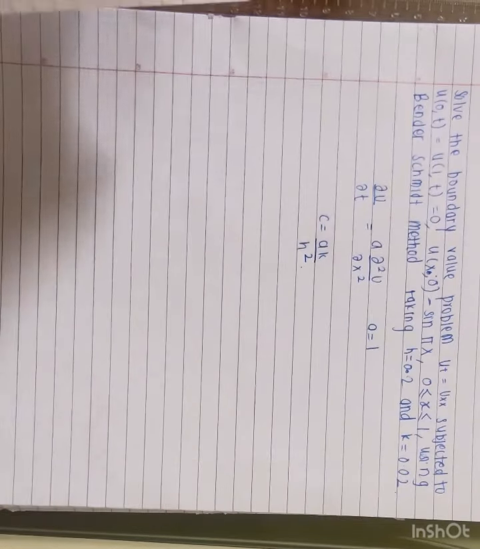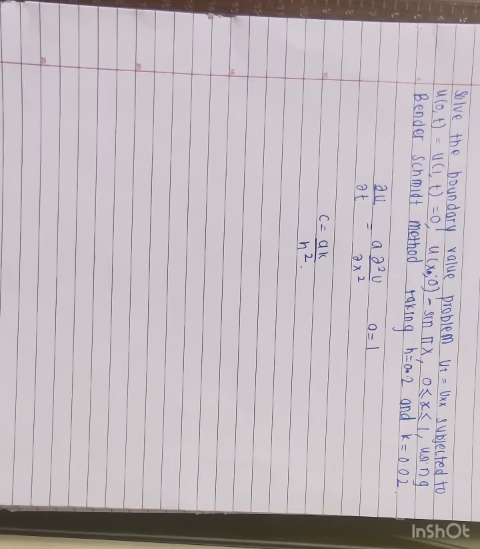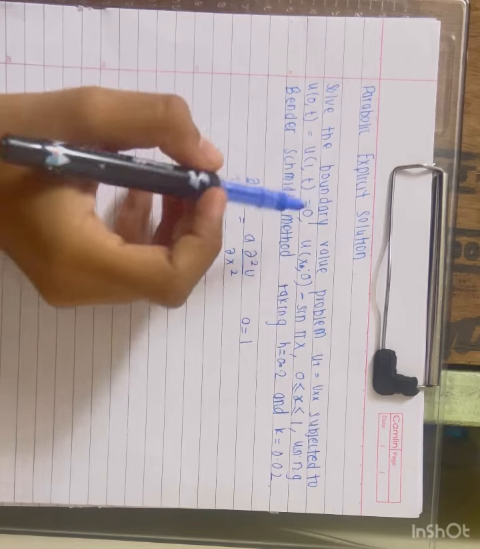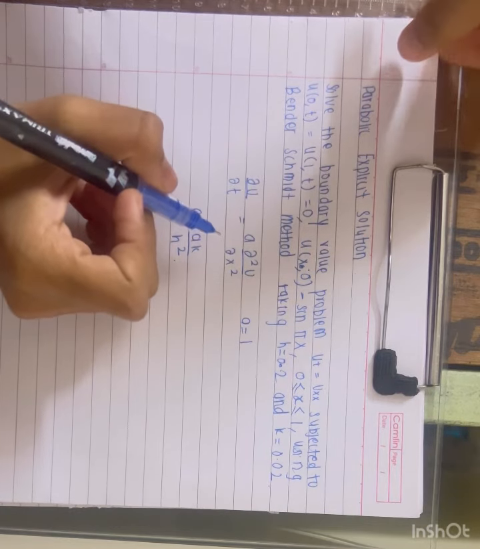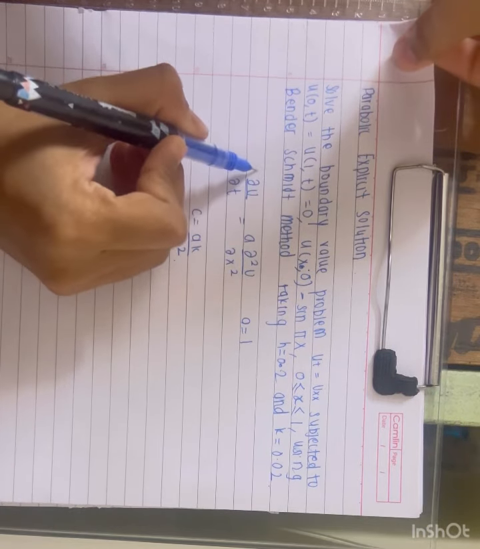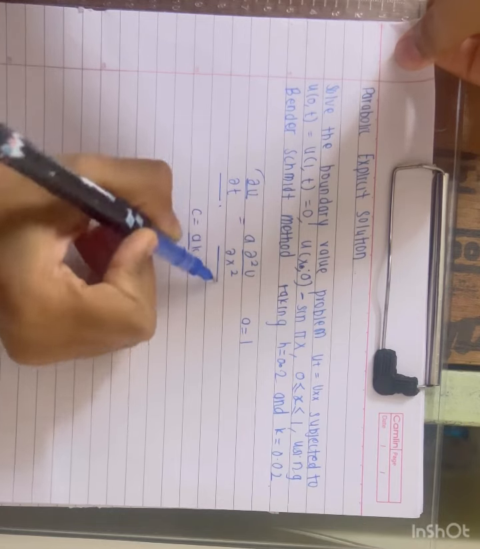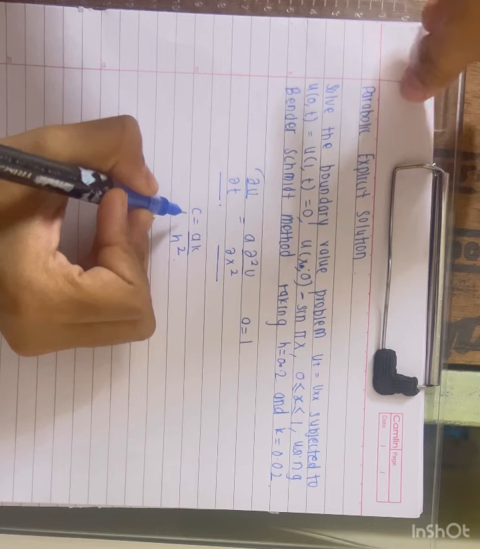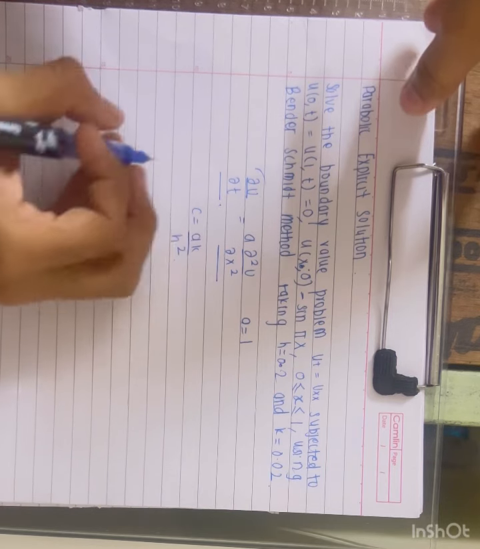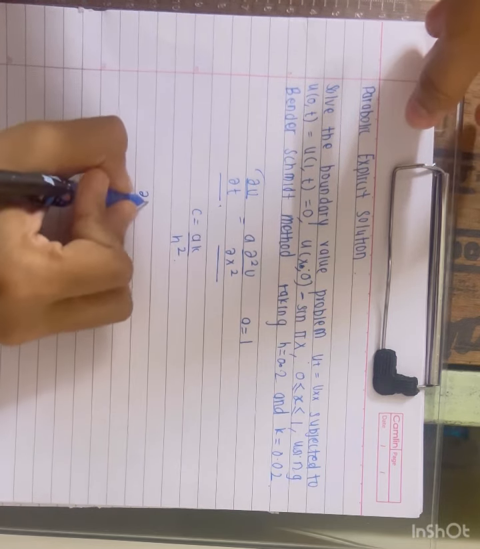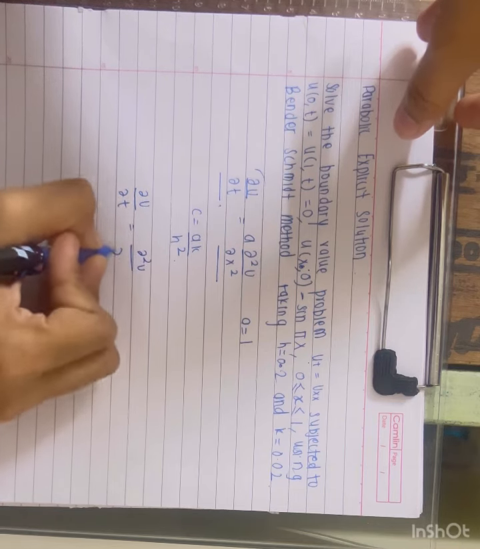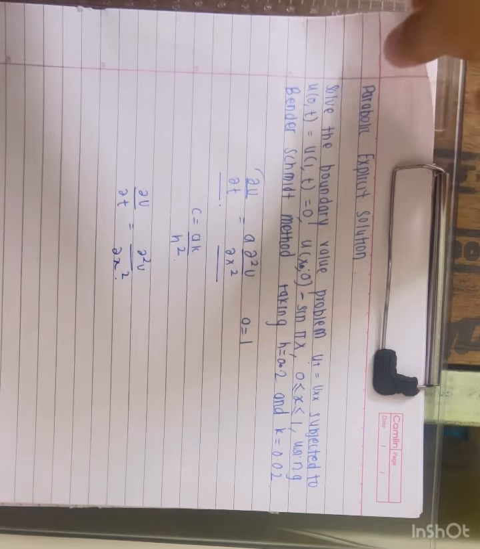That method is the parabolic explicit solution. In that, boundary conditions are given, and there is a differential equation, and you have to calculate. So this is our equation: du by dt equals d square u by dx square. This is the equation given over here.